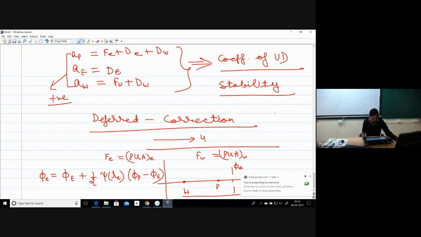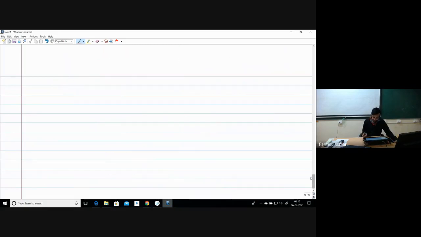Apart from this, we have one more very important point, and that important point is particularly related to the treatment of boundary nodes.